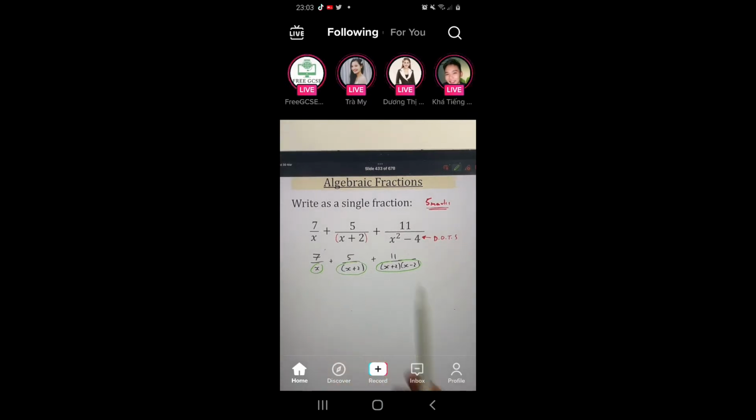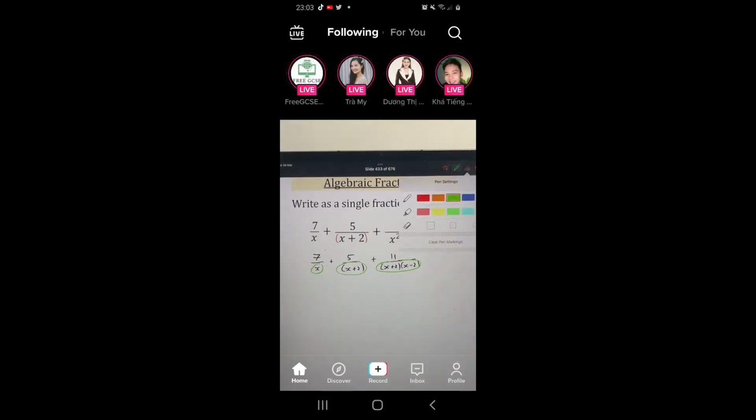So I need to change all 3 fractions to have a common denominator of x in brackets x plus 2, x minus 2. That's the lowest it can possibly be. They all have to have x, they all must have in single brackets x plus 2, and they all must be multiplied by x minus 2.